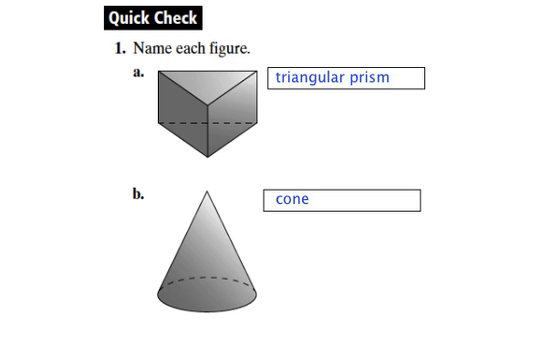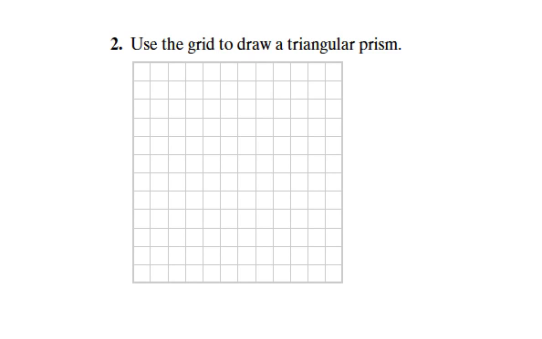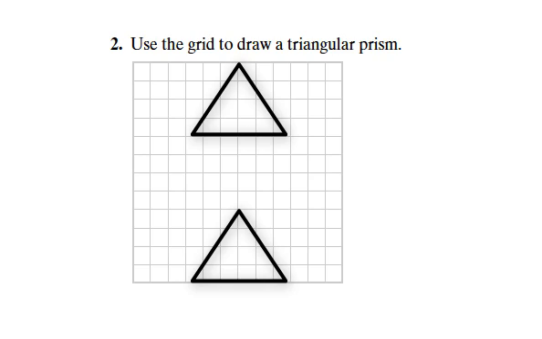1B is a cone because it has a circle base and it goes to a vertex. So it's a cone. Number 2, use the grid to draw a triangular prism. We start by drawing one triangle. Then we draw a second triangle that's congruent to it. Then we draw the edges, remembering that any of them that are hidden we draw as dotted lines.